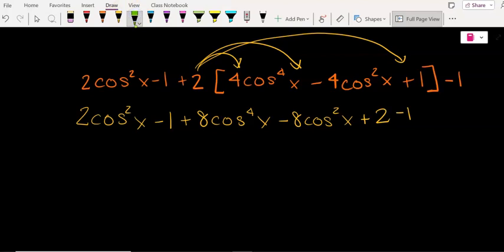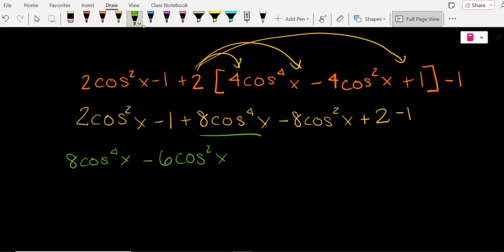Okay, so now I can really combine. So now I've got 8 cosine to the 4th x. And then I've got 2 cosine squared minus 8 cosine squared, so that gets me minus 6 cosine squared x. And then I have a negative 1 minus 1.